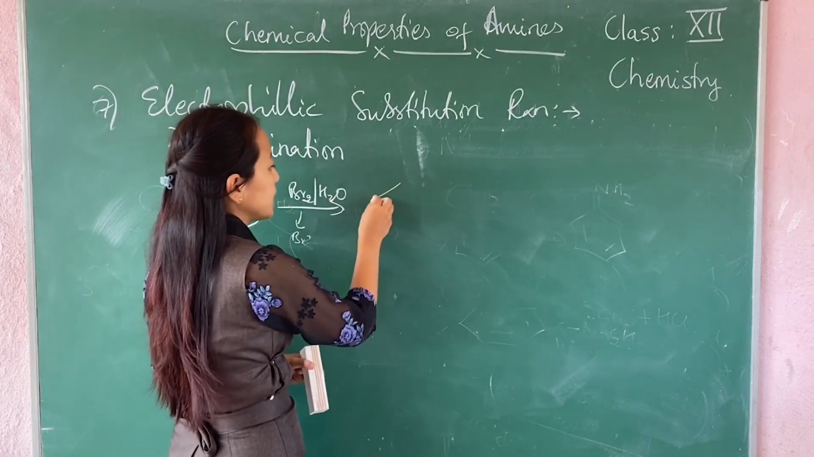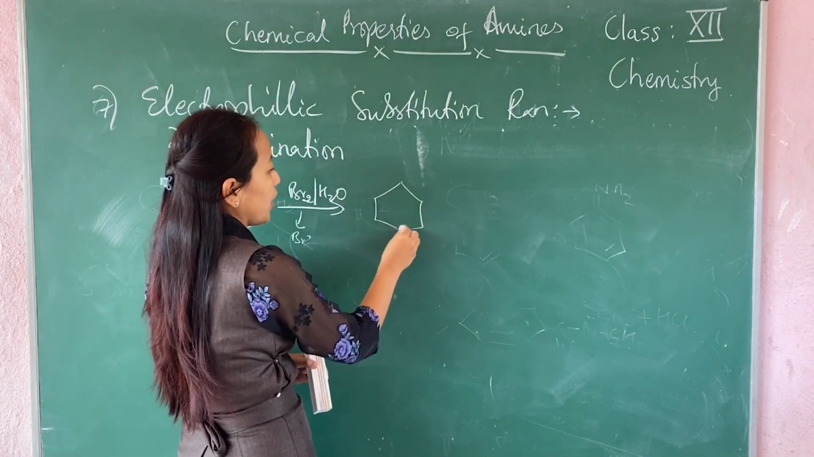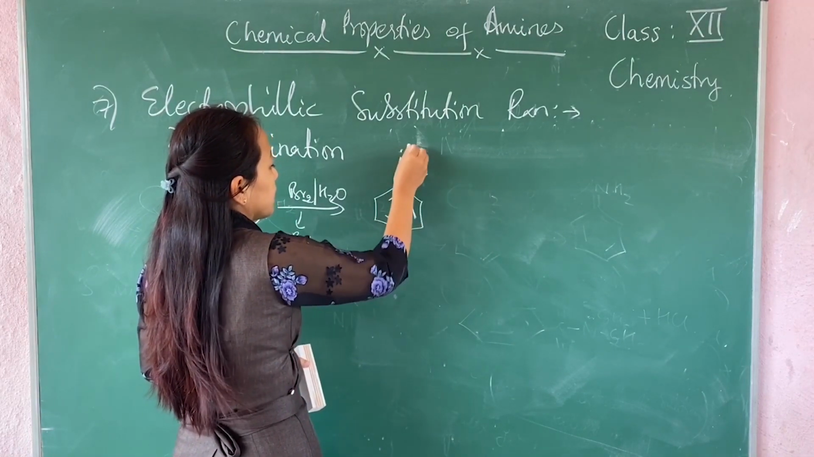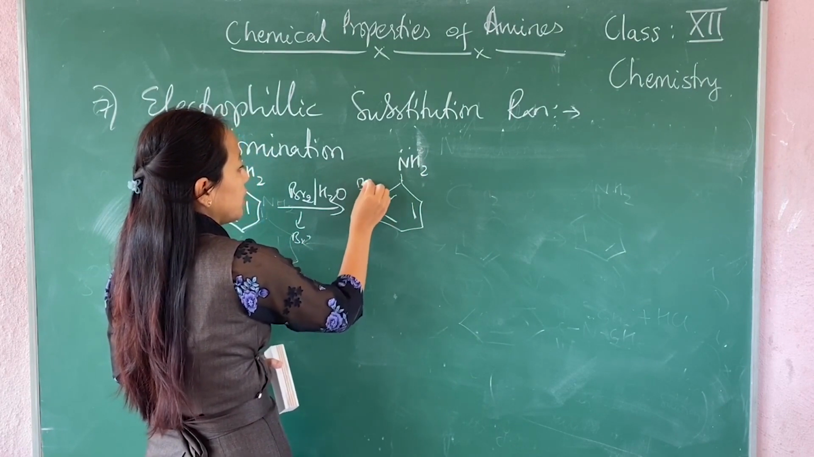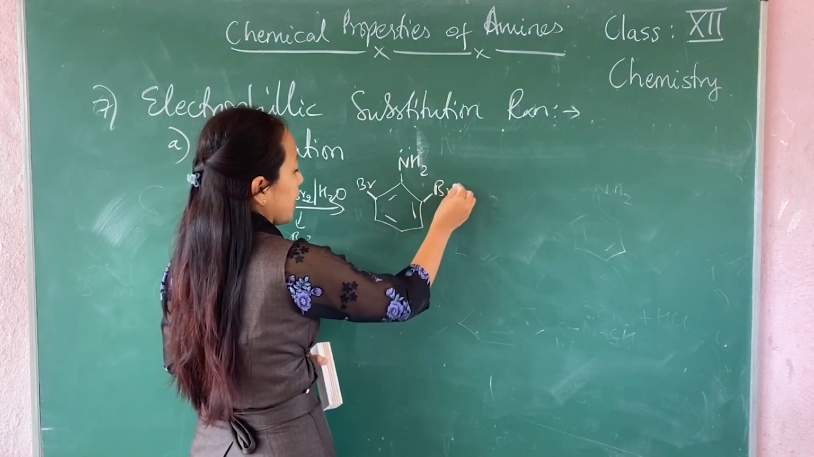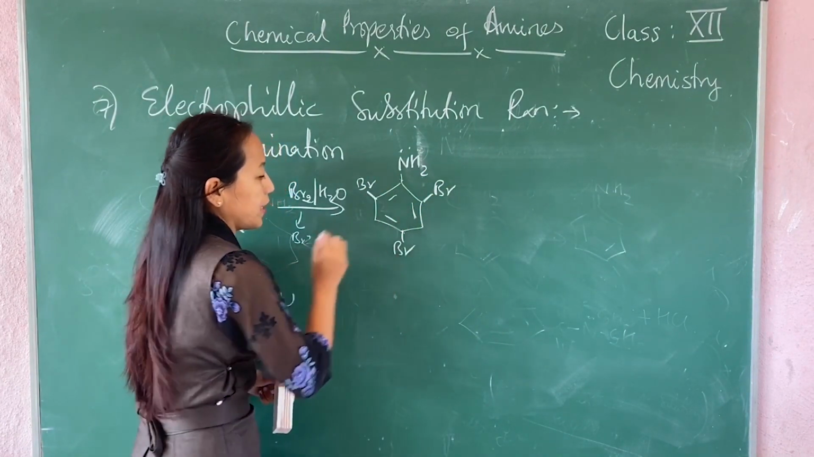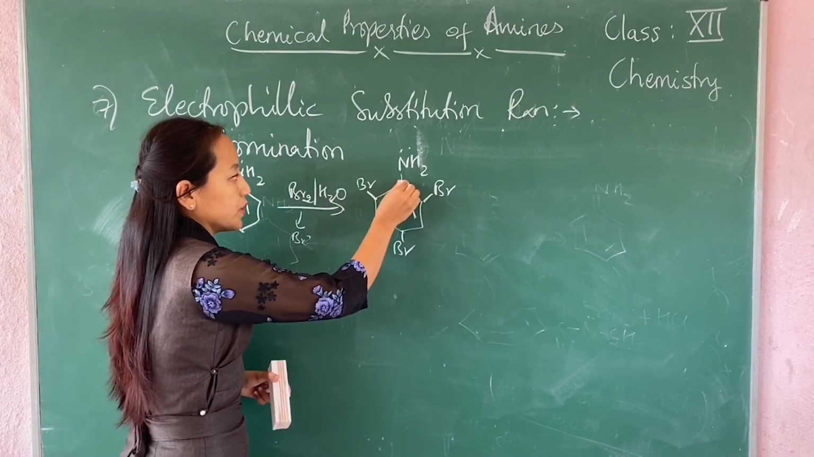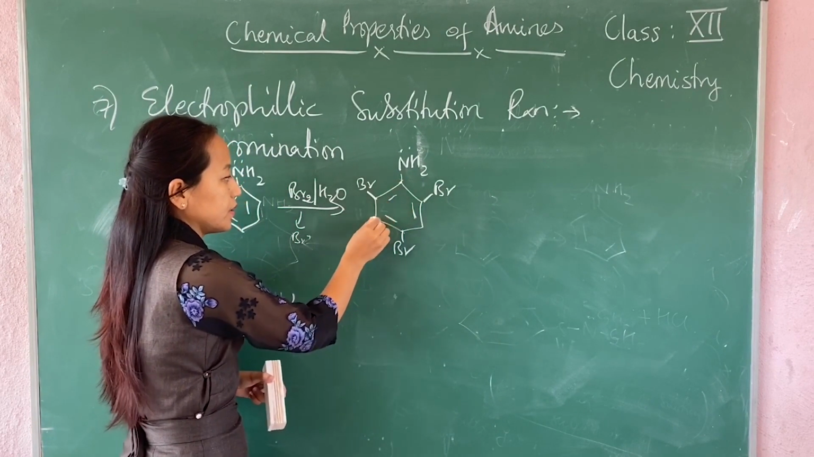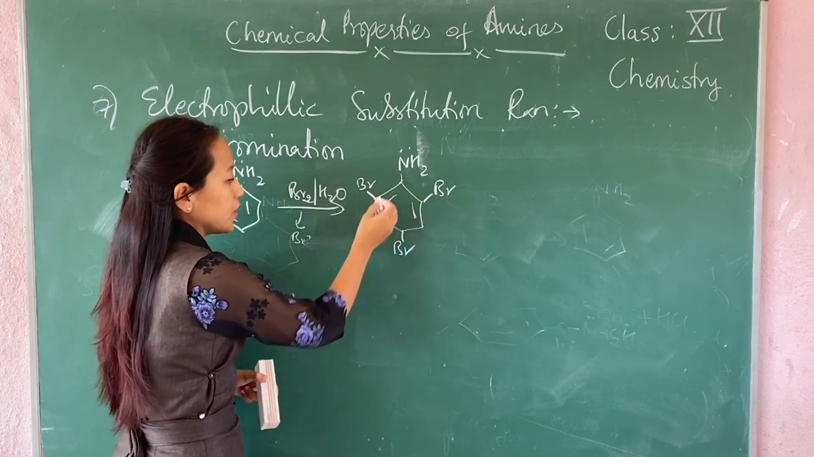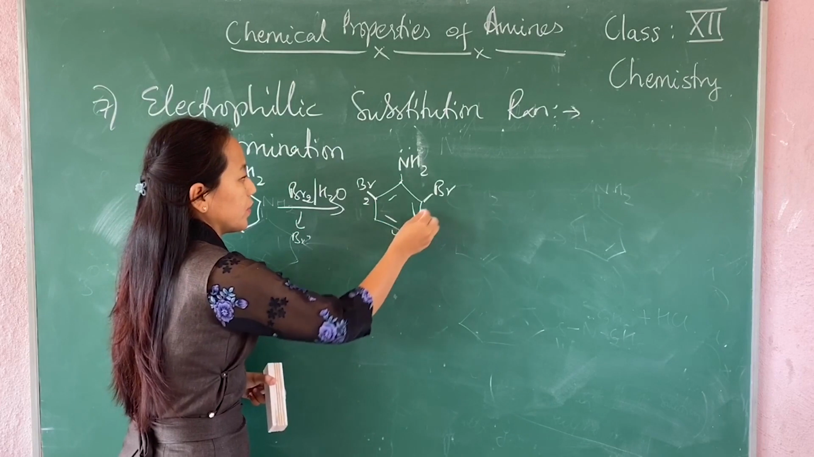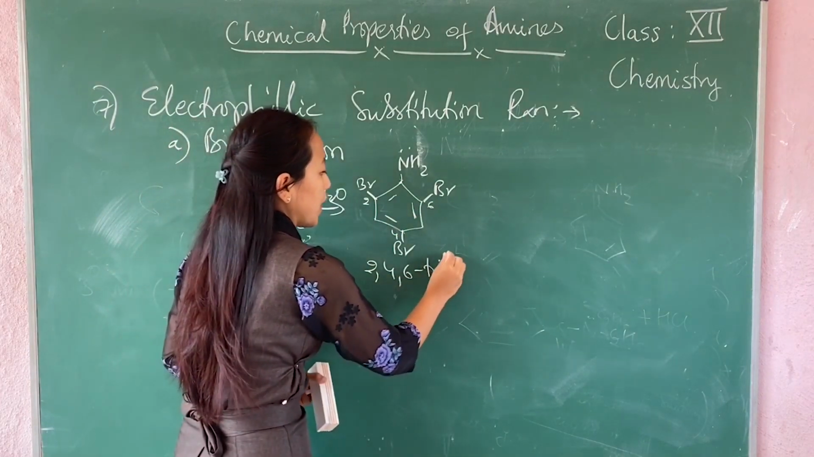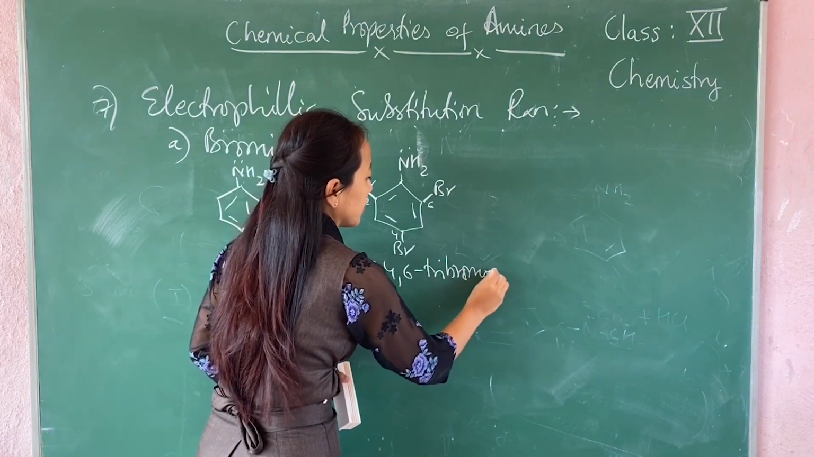So you will get a compound where bromine occupies both the ortho positions and the para position. So this compound is named as, suppose this is your first carbon atom, second, third, fourth, fifth and sixth. So you have second, fourth and sixth. 2, 4, 6-tribromoaniline.